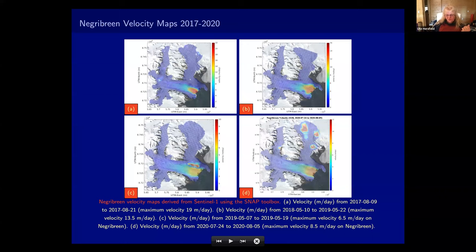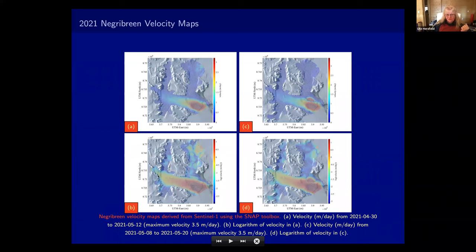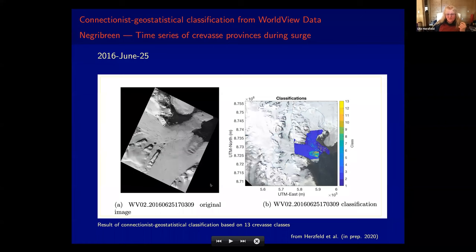Here are more velocity maps from more recent times. In the last ones, you see now pretty much the entire main Negribreen is accelerating, and it affects part of lower Ordnansbreen. That's Ordnansbreen, that's Negribreen. This is Transparentbreen and Academicabreen, which are the inflows. We have used an older classification system based on WorldView data. So that's a WorldView image as taken, right? Then in the right slide, you see it's rotated to the side. Here you see the start of the surge in 2016.